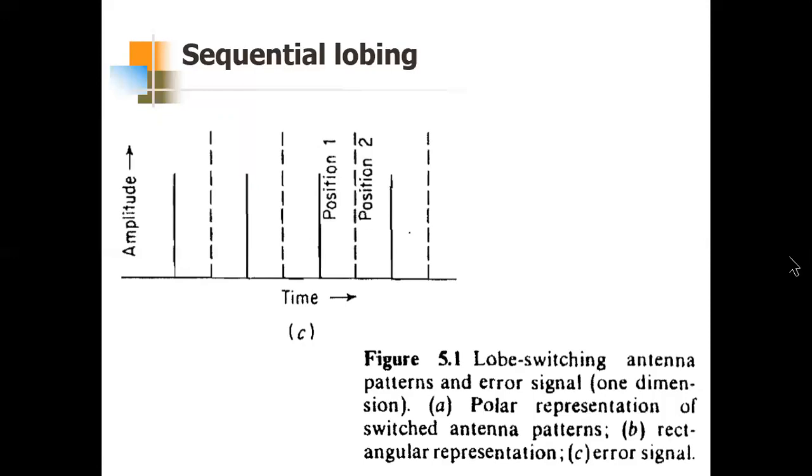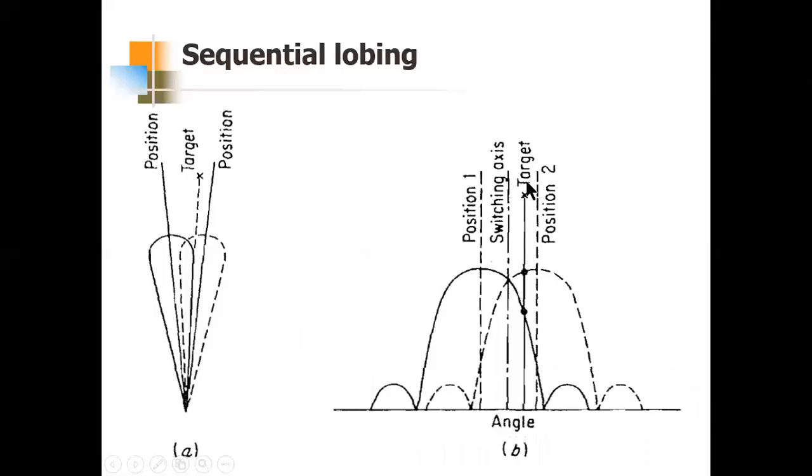Okay. So this is how the error signal would be obtained. The difference in amplitude between these two voltages obtained in these two switched positions is the measure of the angular displacement of the target from the switching axis. So how far? What is the angular displacement from the switching axis? So here, this much. Fine.